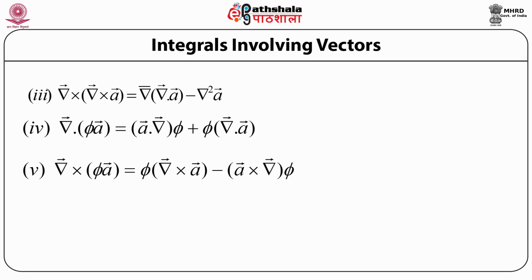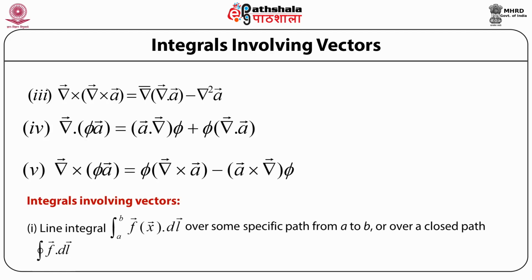Now let us look at some of the identities which involve integrals and vectors. Let us denote the line integral of a vector: the integral with limits a to b of vector f as a function of vector x dot dl, where the limits of integration go from a to b over some specific path, and dl denotes the length element on this path. If the path is closed, the integral can be represented as the integral over the closed path of f dot dl.